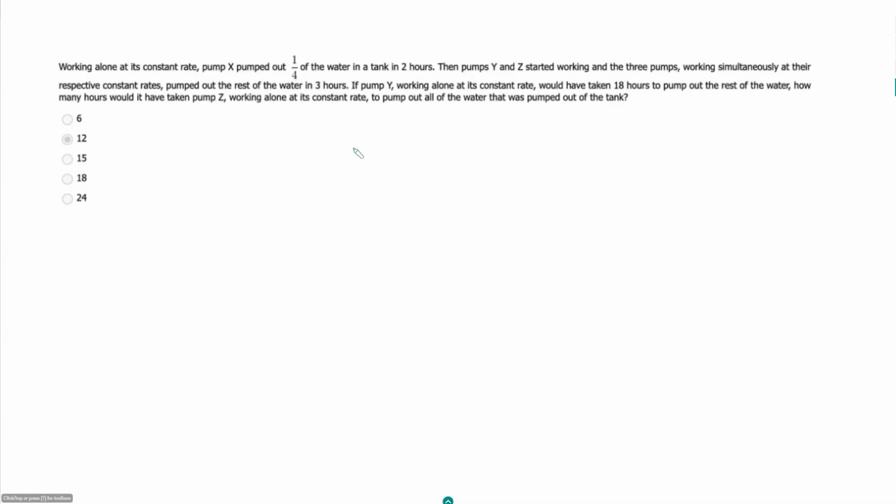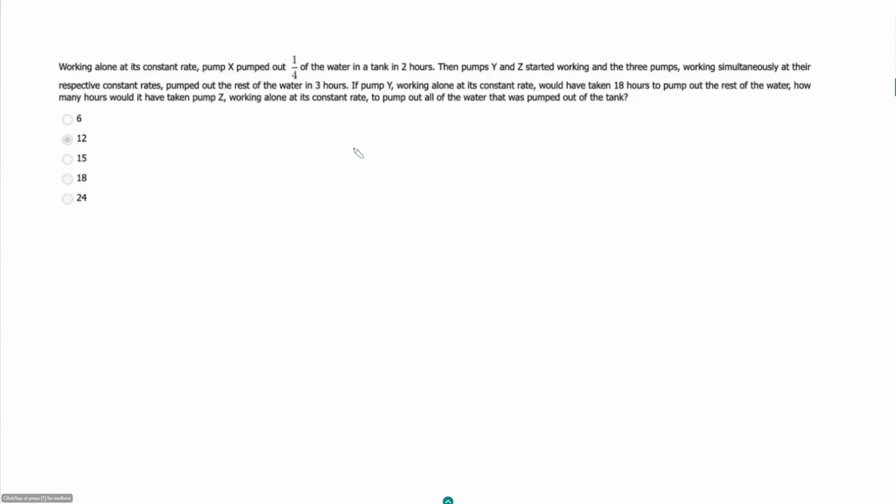Working alone at its constant rate, pump X pumped out 1/4 of the water in a tank in 2 hours. Then pumps Y and Z started working, and the three pumps, working simultaneously at their respective constant rates, pumped out the rest of the water in 3 hours. If pump Y, working alone at its constant rate, would have taken 18 hours to pump out the rest of the water, how many hours would it have taken pump Z, working alone at its constant rate, to pump out all of the water that was pumped out of the tank?